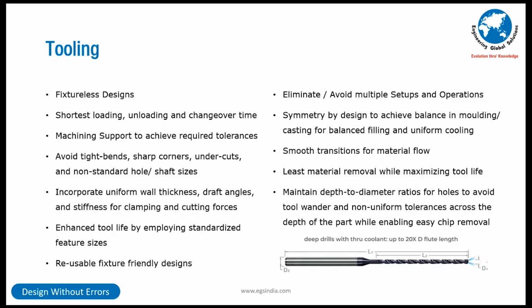So who is going to do fixtureless designs? Design has to do it. Denso produces starter motors and alternators where the motor housing itself, the alternator housing itself, is used as a fixture. Shortest loading, unloading and changeover time. How? By putting a number of features on our parts that way. Machining support to achieve required tolerance.